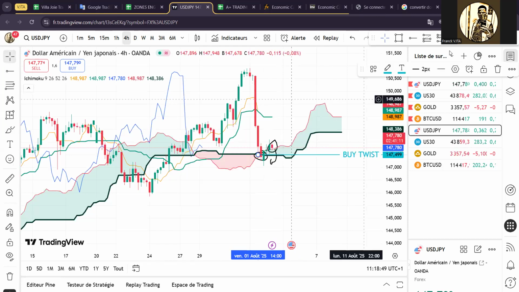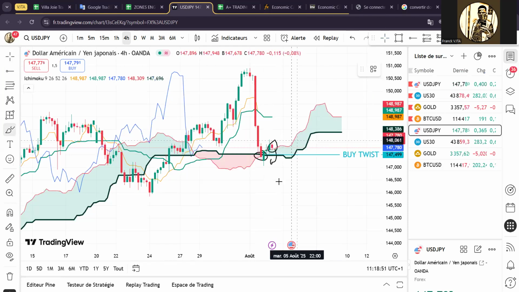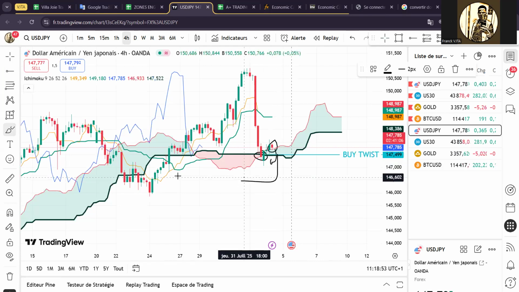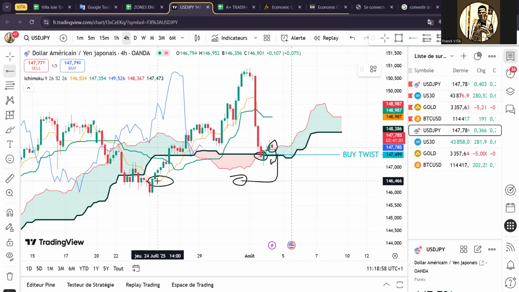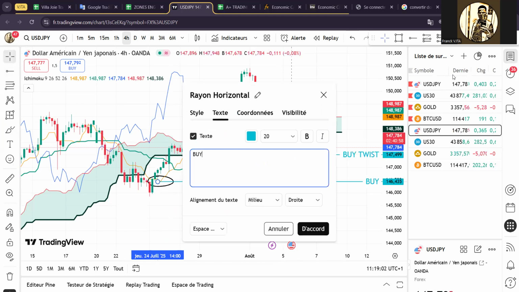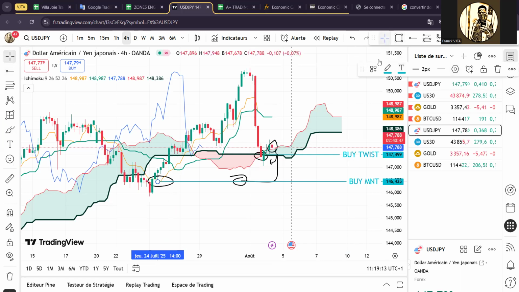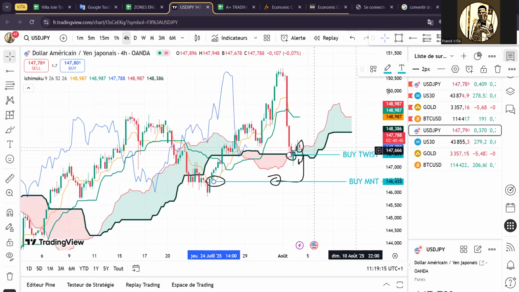That's the buy twist. Then we look down again and look left and identify where Tenkan was at this extremity. We take a line and a horizontal ray, place it on the Tenkan extremity and name it by MNT, by mountain. Because that's the zone, right? That's the zone where we can buy. So that's exactly the same thing.